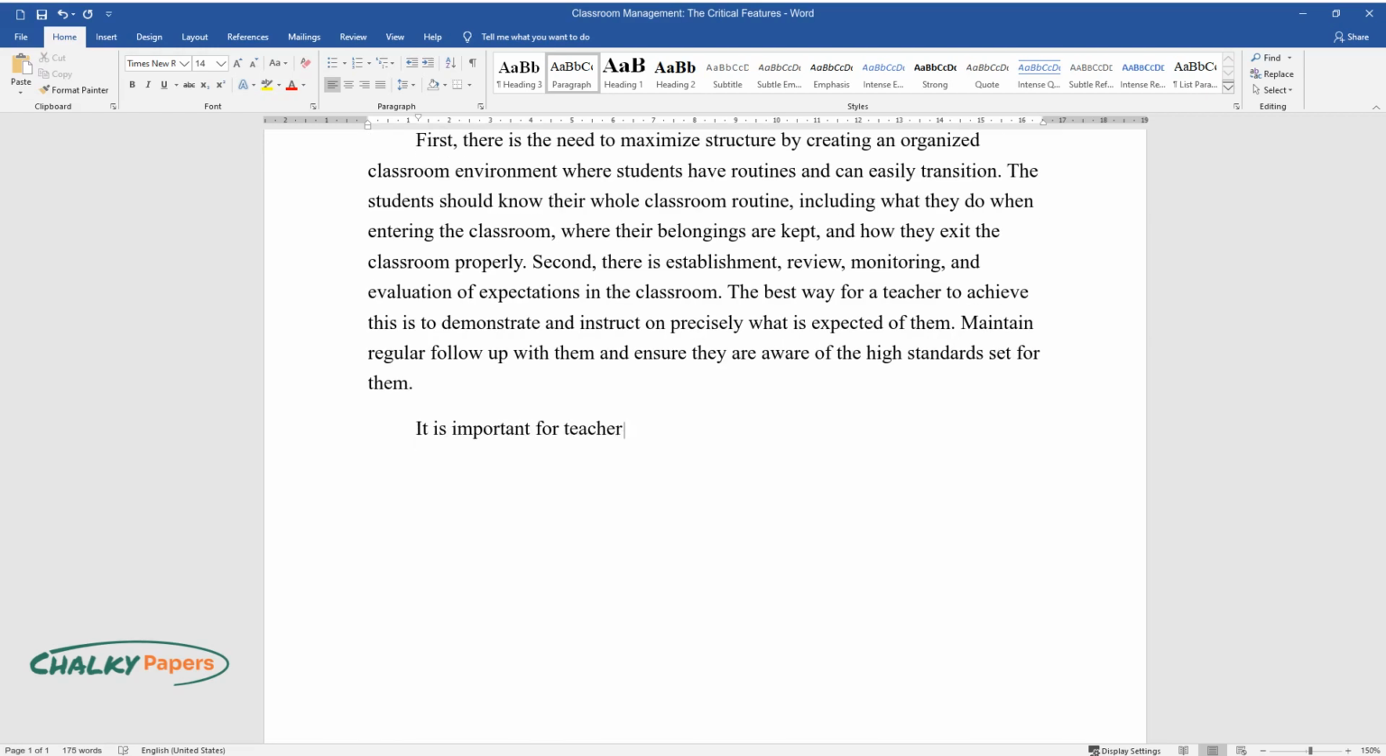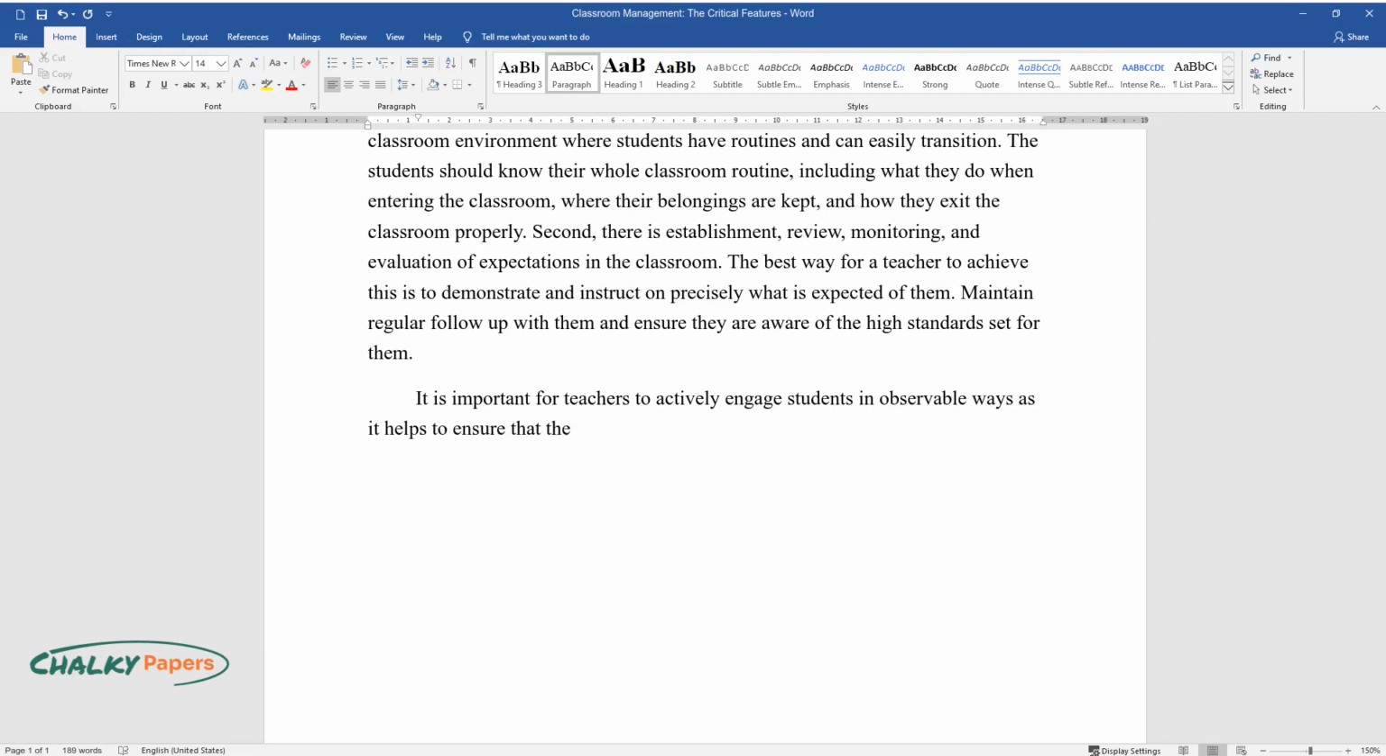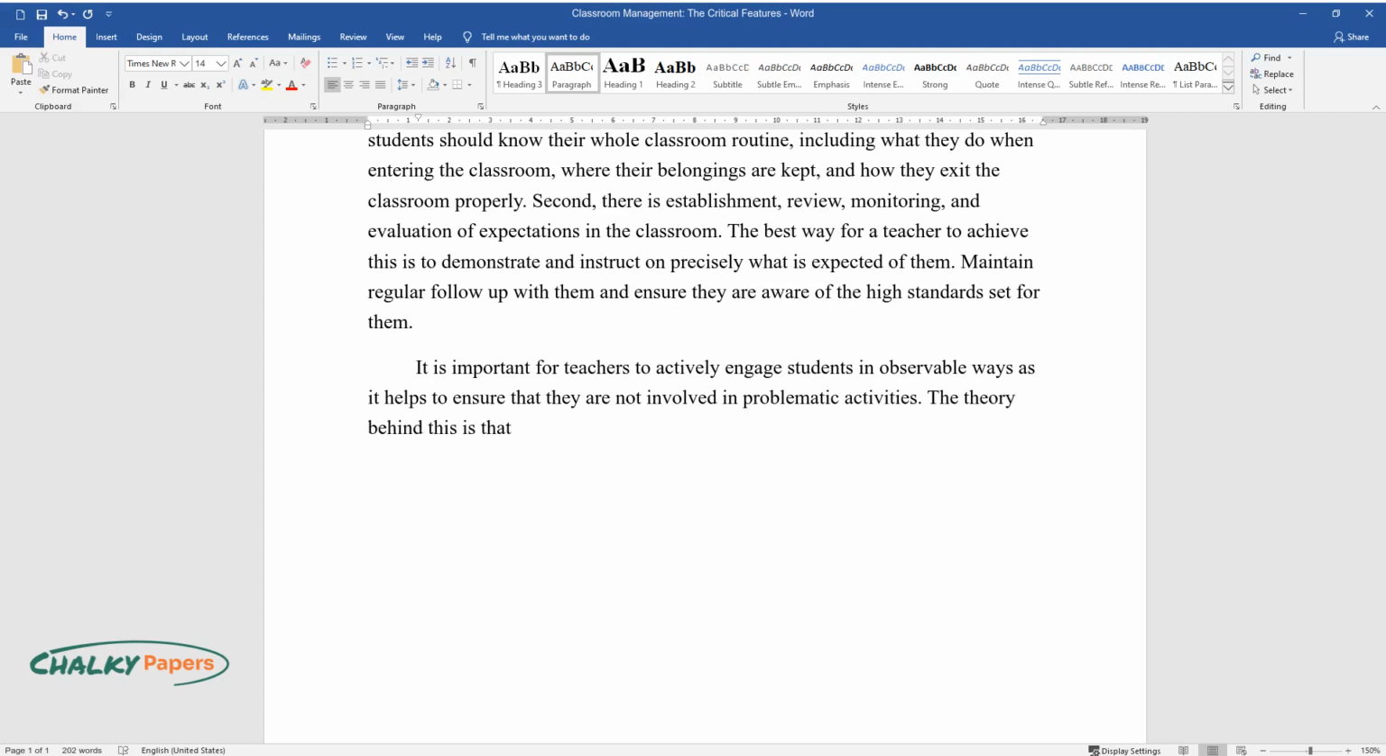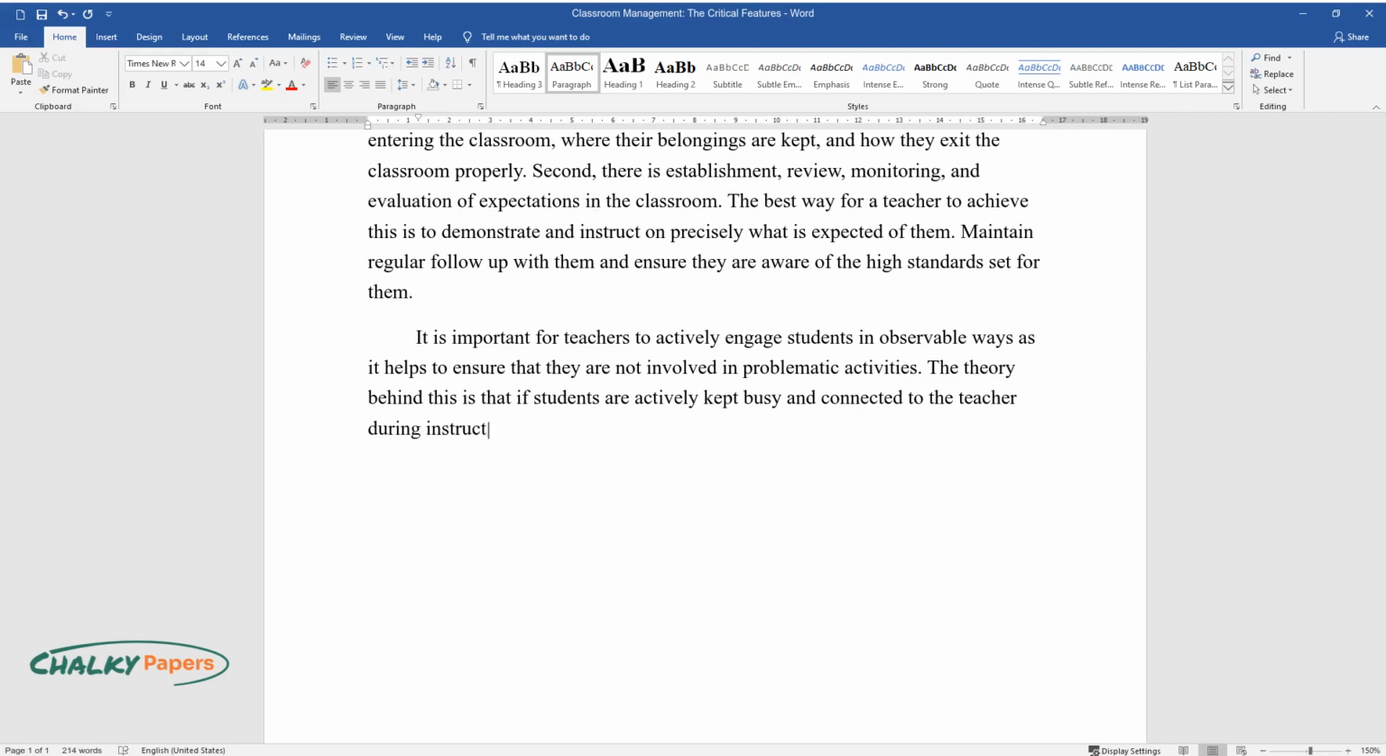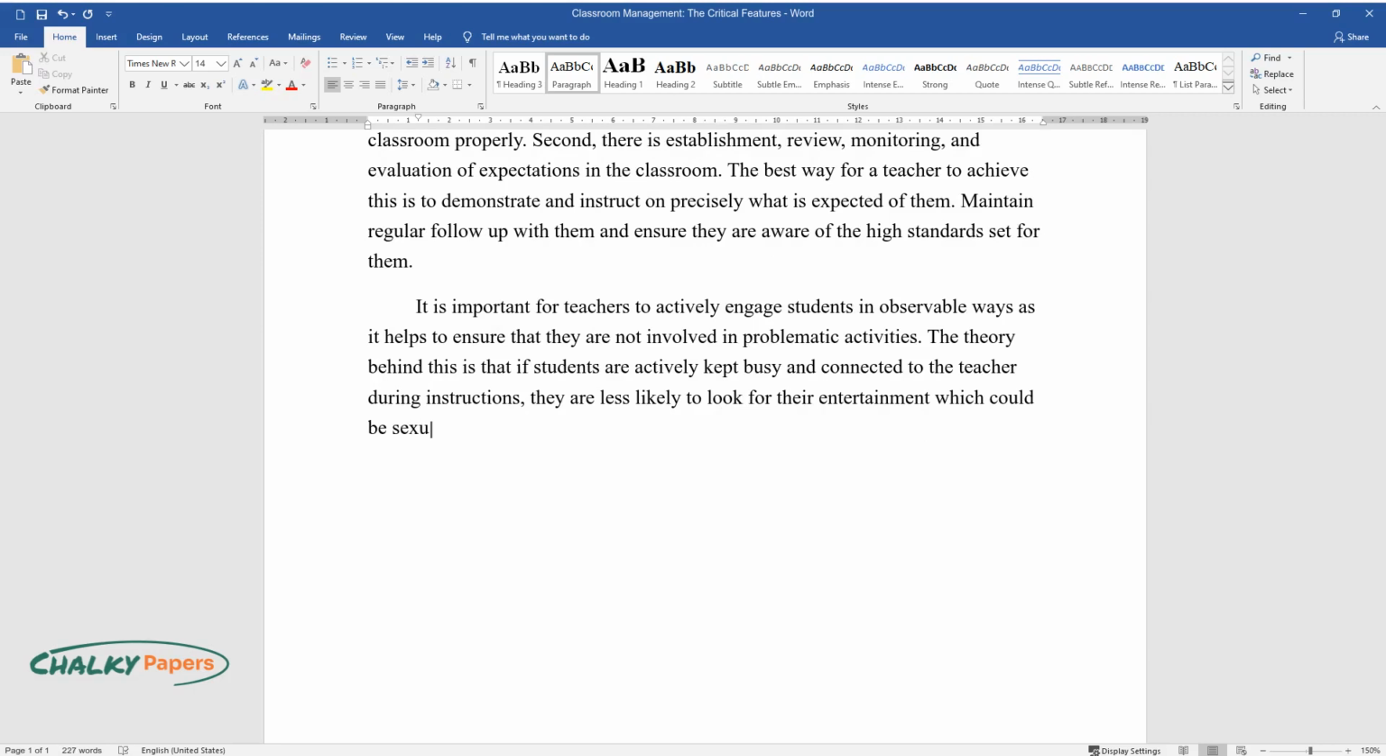Third, it is important for teachers to actively engage students in observable ways as it helps to ensure that they are not involved in problematic activities. The theory behind this is that if students are actively kept busy and connected to the teacher during instructions, they are less likely to look for their own entertainment, which could be problematic behavior.